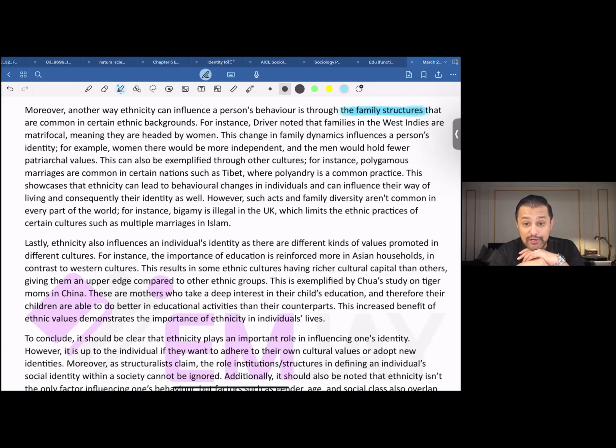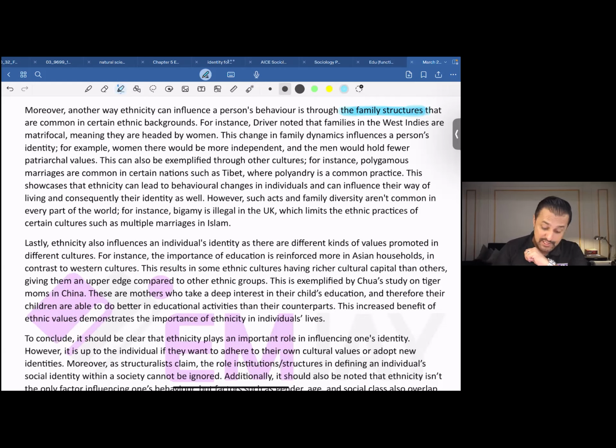So there are certain family structures that are allowed. There are others that are not allowed. In Pakistan, polygamy is allowed. In the UK, we refer to it as bigamy, and it is considered to be illegal. So again, that has a lot to do with your ethnicity.